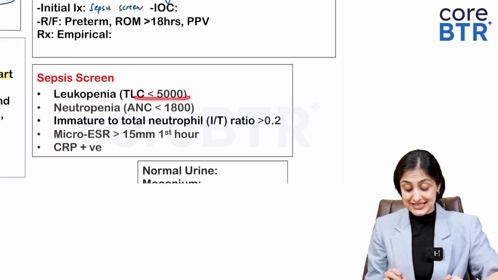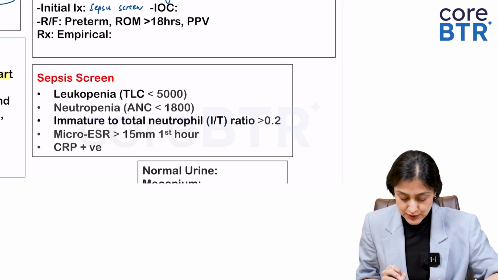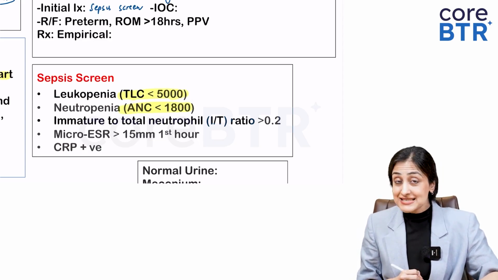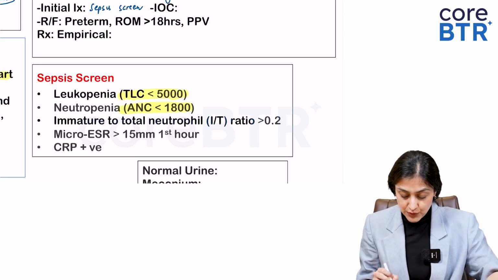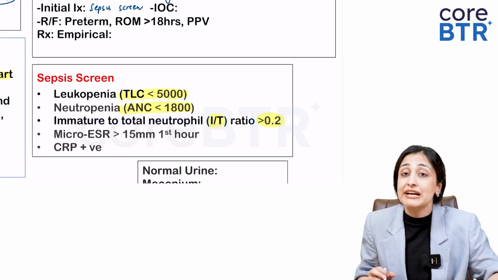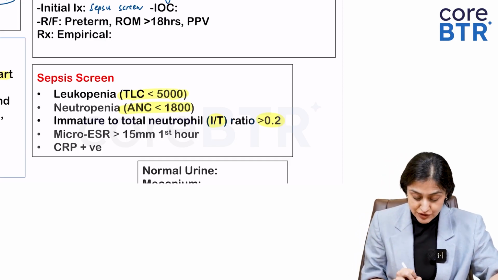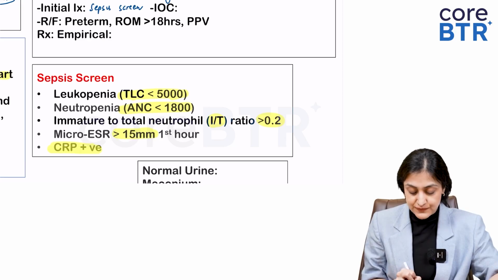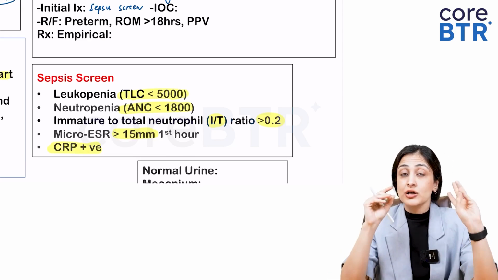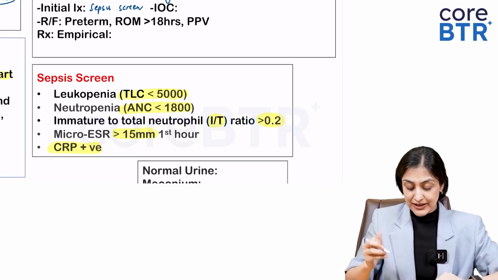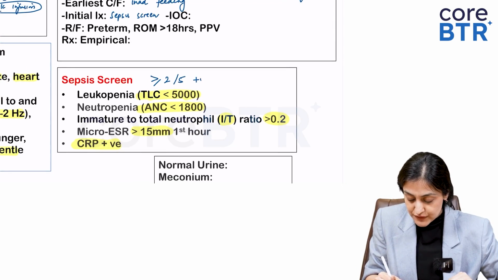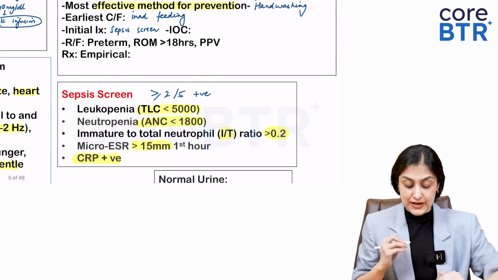Leukopenia, so TLC less than, you need to remember these values. TLC less than 5,000, ANC less than 1800, so absolute neutrophil count, immature to total more than 0.2. Can I say this is equivalent to a left shift, right? So something like left shift. ESR more than 15, CRP positive. So TLC, ANC, immature, ESR, CRP, right? So any 2 out of 5 are positive, this is called a positive sepsis screen.